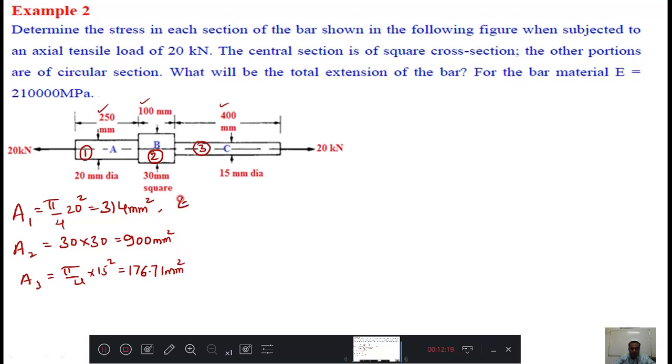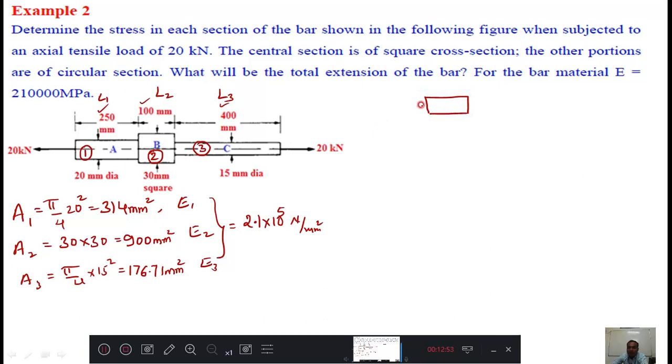And what about E? E1, E2, E3 are the same because there is only one material, equal to 2.1 into 10 raised to 5 Newton per mm square. I got E1, E2, E3. Then L1 is known to me, L2 is known to me, L3 is also known to me. Now I need to analyze what force is pulled for A. Then I will consider bar A.